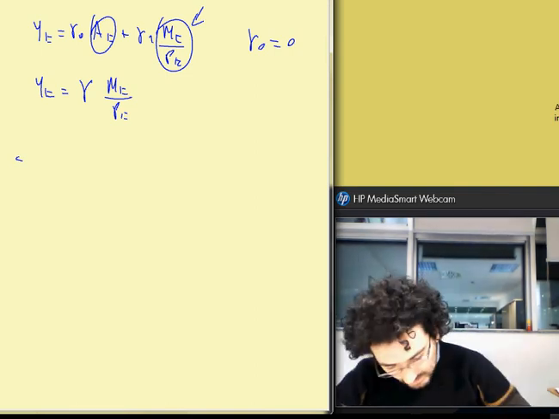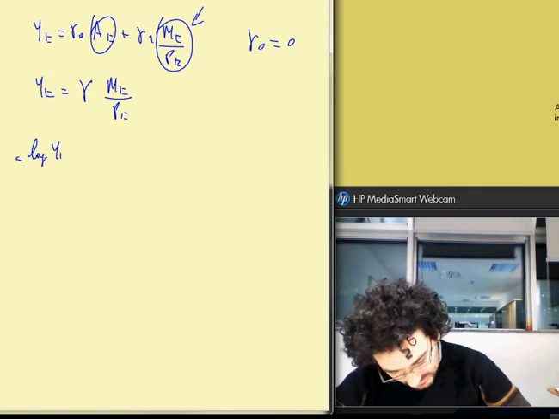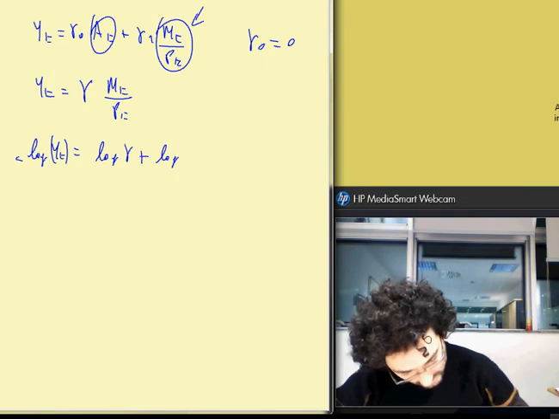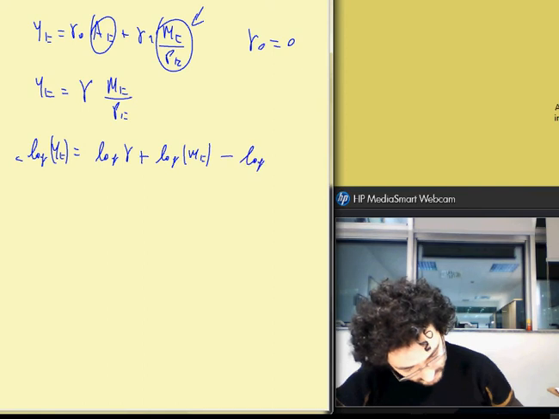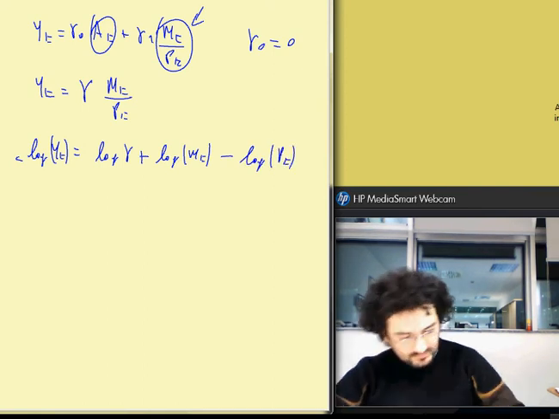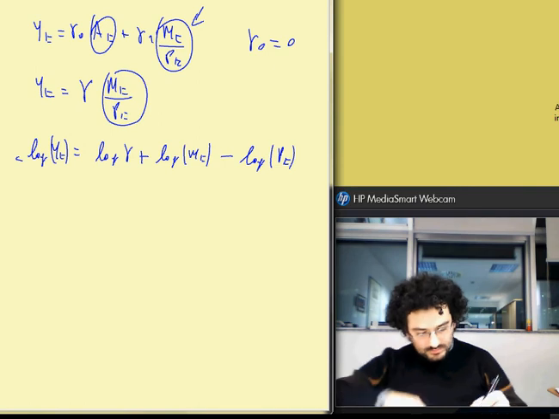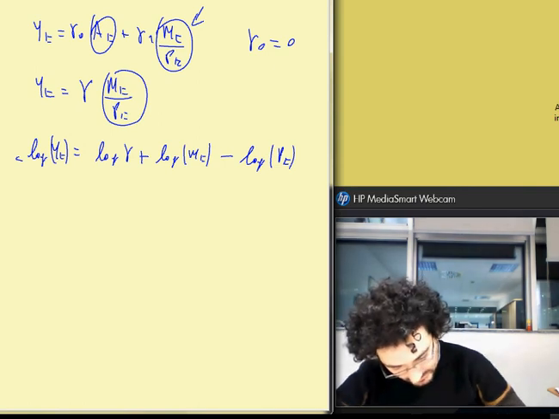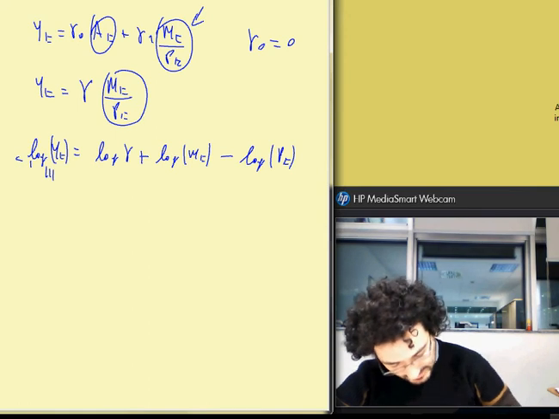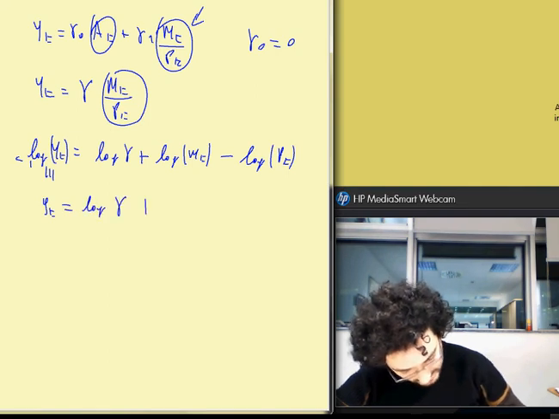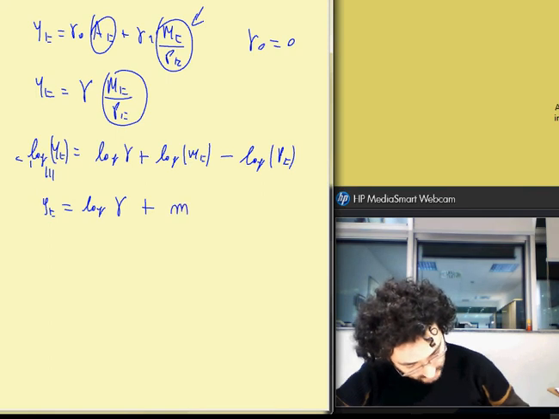Now we can rewrite this equation in terms of logarithms. We have the log of Yt is equal to the log of gamma plus the log of Mt minus the log of Pt, because the log of a ratio is equal to the difference between the two logs. Now we can denote the logs by small letters. So small yt is the log of capital Yt, then we have the log of gamma plus log of capital Mt called small mt, minus the log of capital Pt, which we define as small pt.